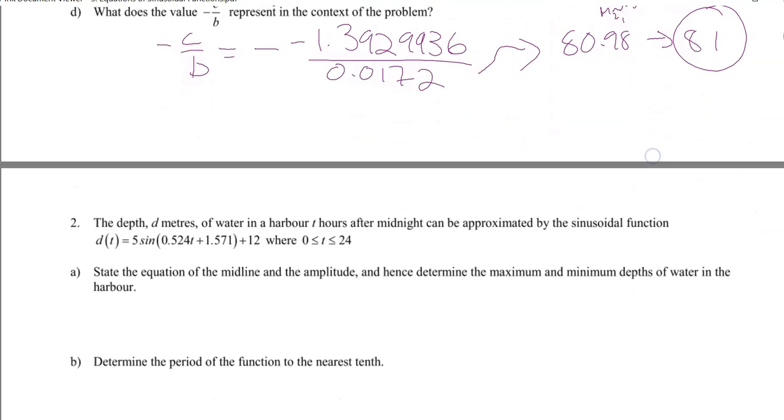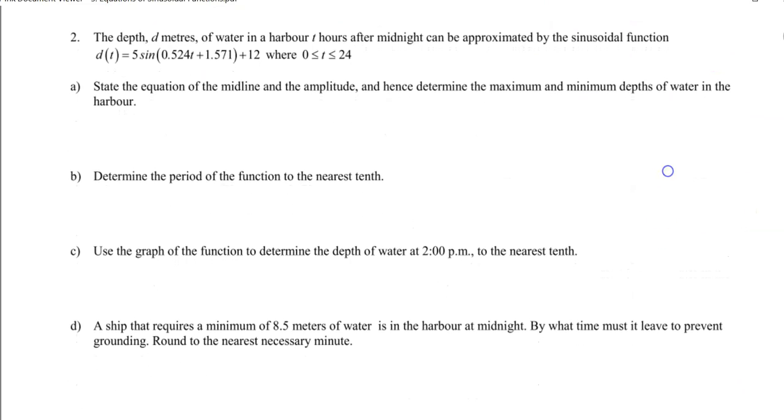Okay. The depth D, meters of water in a harbor, t, hours after midnight, can be approximated by the sinusoidal function D of t is 5 sine 0.524 t plus 1.571 plus 12, where t is between 0 and 24. State the equation of the midline. Okay, what's the equation of the midline?